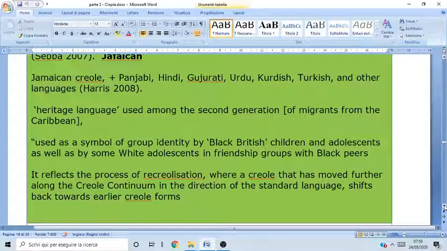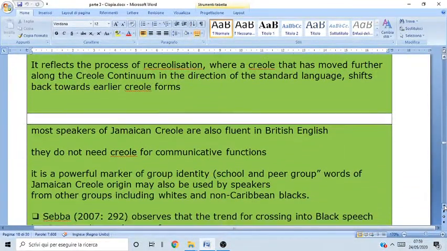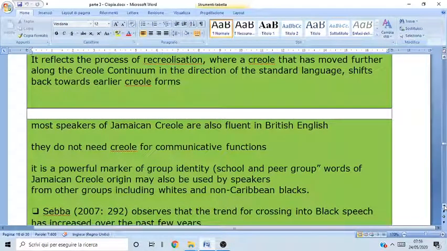It had moved forward, and then it got back. It shifted back to a Creole form because it became a sort of restricted language, meaning that it's not understandable by people who do not speak it. Plus, nowadays, those who speak Jamaican Creole are also fluent in British English, so they know how to switch from one to another. It is not used for communicative functions, so it's lost its primary function. It just provides a symbol of group identity, let's say.